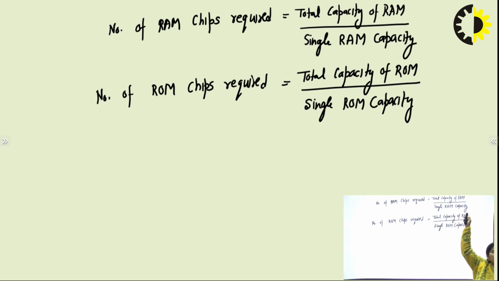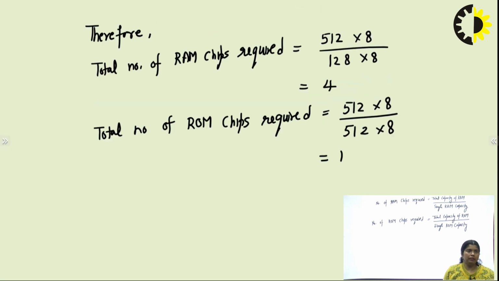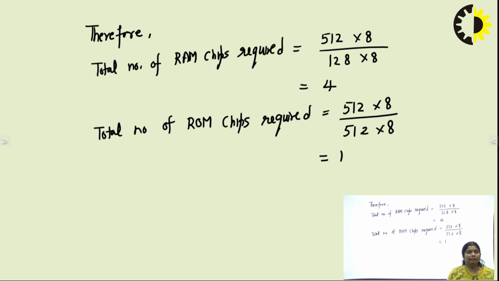That is the total capacity of RAM and the single RAM capacity. And the number of ROM chips are what? Total capacity of ROM and the single ROM capacity. So, in this particular example, the total size of the memory is what? 1024 cross 8, and it is divided into two halves, that is 512 cross 8 and 512 cross 8.